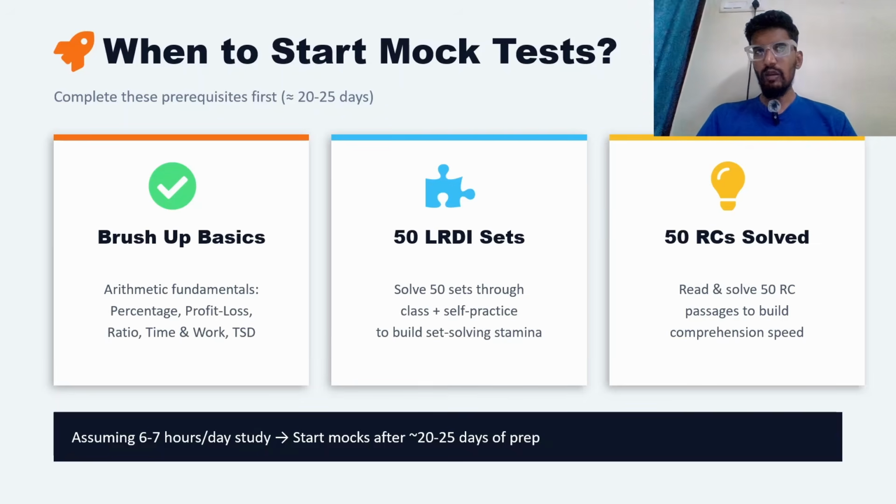When it comes to VARC, solve at least 50 reading comprehension passages. This is where most students ignore. Remember, VARC contributes one third of your CAT score. Read and solve around 50 passages before your first mock. If you are studying 6 to 7 hours daily, you can complete this prerequisite in around 20 to 25 days. So try to complete the syllabus first.